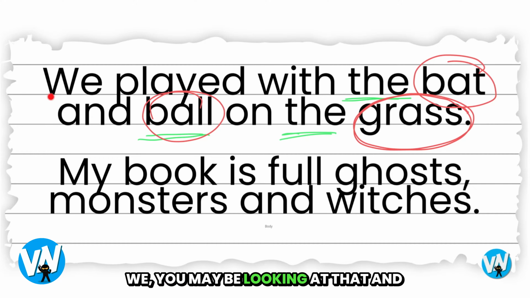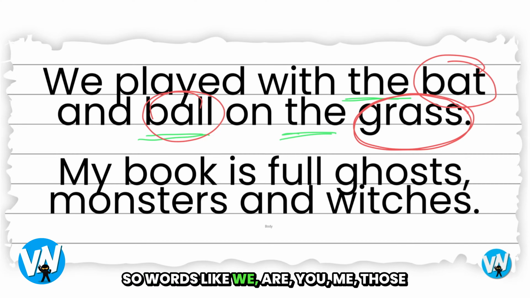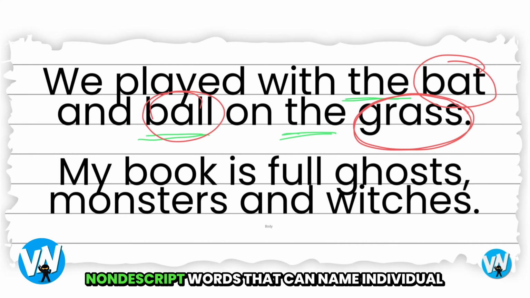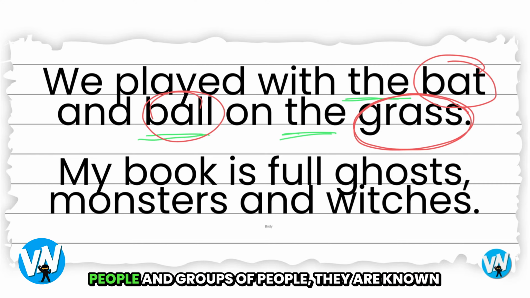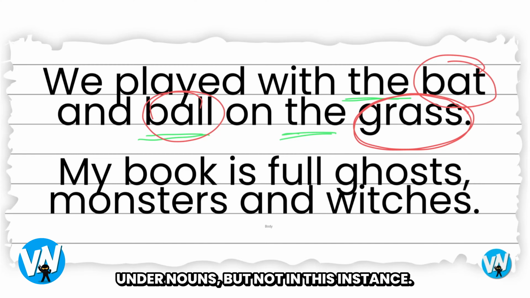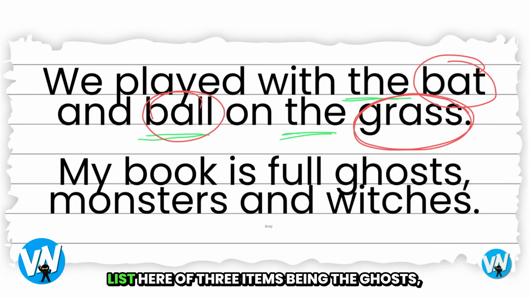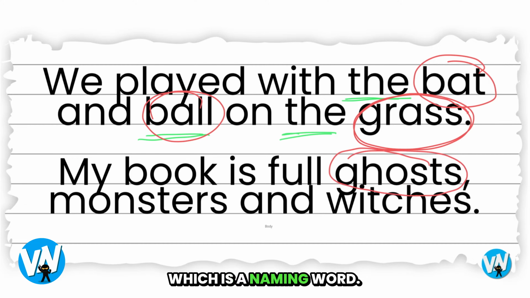You may be looking at that and thinking, well, that names us. We is a pronoun. Okay, so words like we, I, you, me, those nondescript words that can name individual people and groups of people, they are known as pronouns. Okay, so a separate word category that does fall under nouns, but not in this instance. And again, the final sentence, we've got my, again, another pronoun. My book is full of ghosts, monsters, and witches. So again, hopefully we can see we've got a list here of 3 items being the ghosts, which is a naming word.